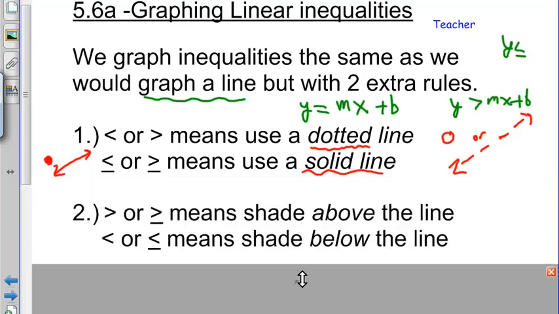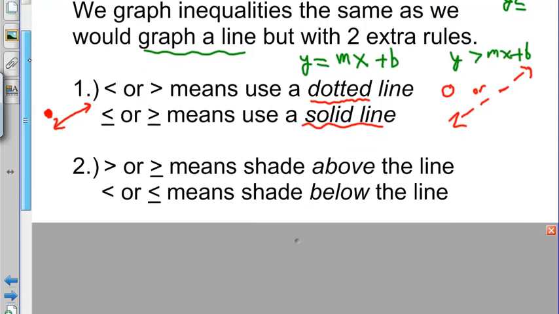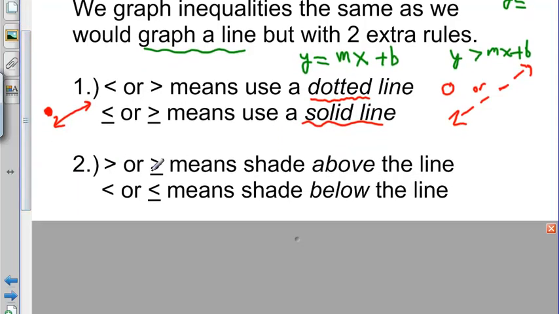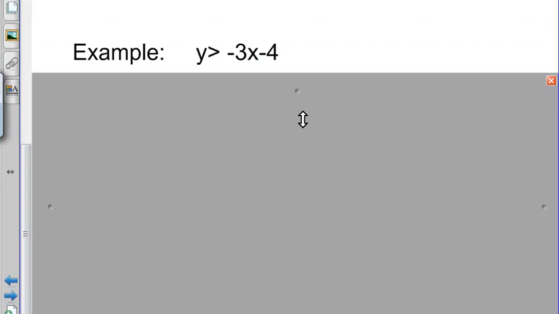Okay, second thing you need to remember is this. These are all the things you have to really understand. If you have a greater than or equal to, then you shade above the line. And what does that mean? I'll explain that in a second. And if you have a less than or equal to, then you shade below the line, okay? And this is really all you need to understand. So think about that for a second, and then let's just look at an example. See if we can put it into practice.